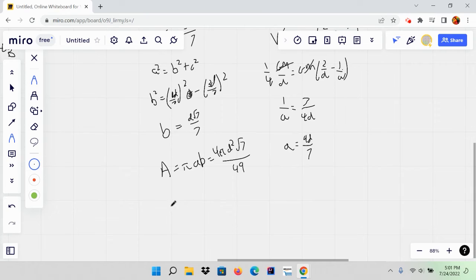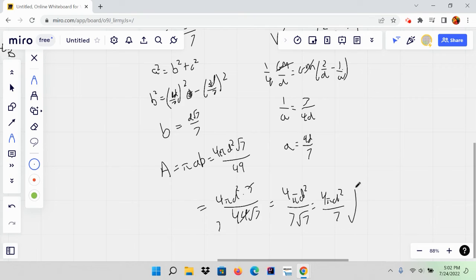And if you look at the answer choices, they actually write it in a different way. So if we multiply the numerator and denominator by root 7, you get 4 pi d squared times 7 over 49 root 7. And the 49 and 7 cancel out, so you get 7 in the denominator. So the final area is equal to 4 pi d squared over 7 root 7, or 4 pi d squared over 7 times the square root of 1 over 7, which is, I think, the form they have in the problem.